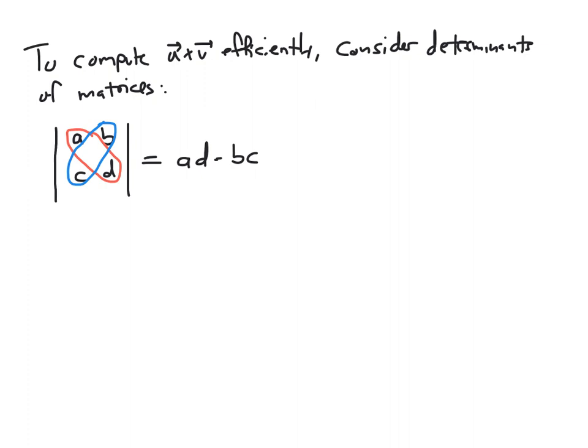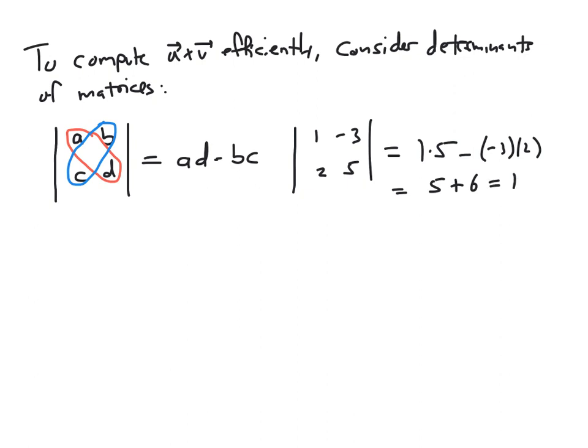So if I had a matrix, something like 1, -3, 2, and 5, the determinant of this matrix would be the number I get by starting by multiplying 1 and 5 together, subtracting from that the product -3 times 2. So this would be 5 plus 6, which is 11. So the determinant of the matrix 1, -3, 2, 5 would be 11.